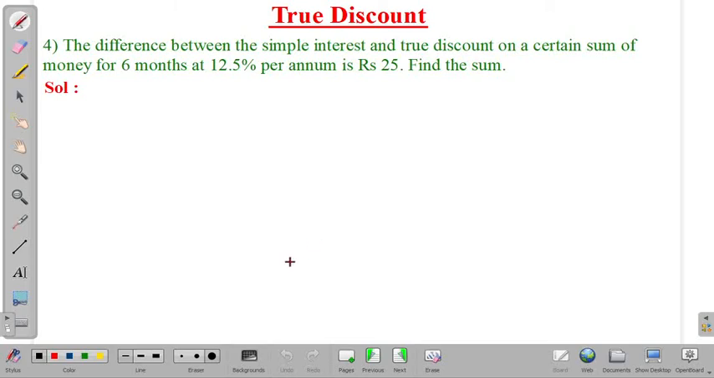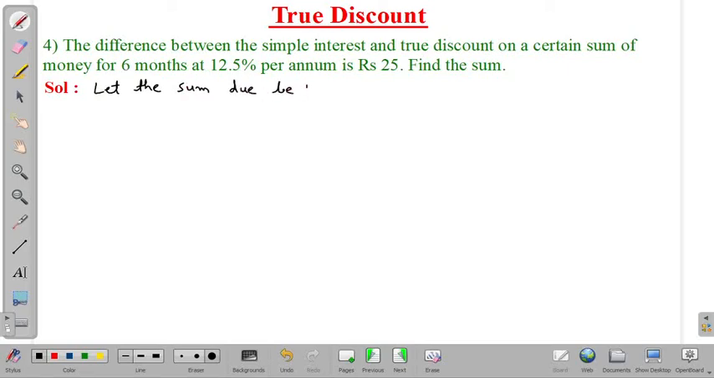See, in this problem what is given, difference between simple interest and true discount is given as rupees 25. Time is given 6 months and rate of interest is given 12.5% per annum. We need to find the sum. So we will assume let the sum be rupees x.